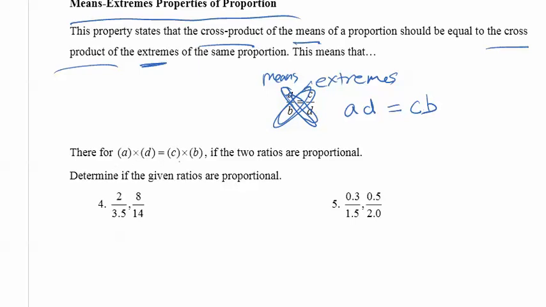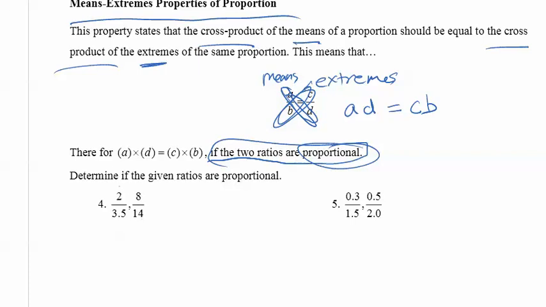Therefore, A times D equals B times C if two ratios are proportional. So if two ratios are proportional, then their cross products should be equal. We can use this in order to test the proportionality of two ratios. If I look at number 4, I have 2 over 3.5 compared to 8 over 14.